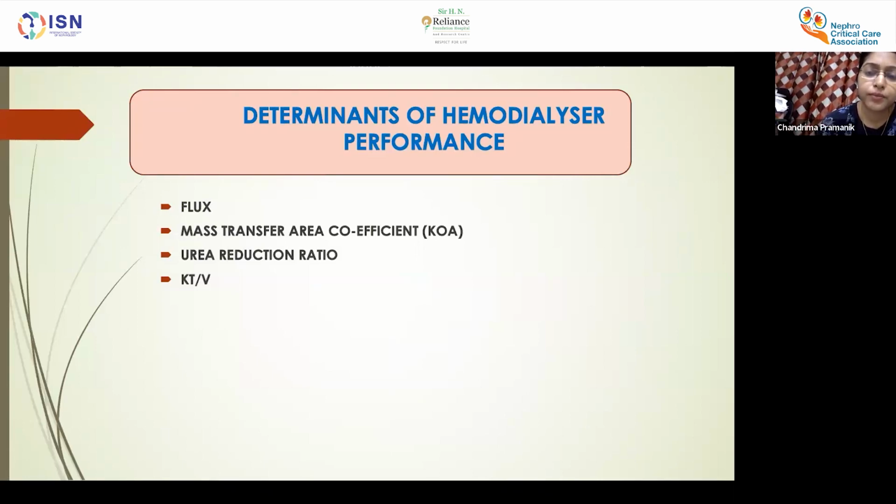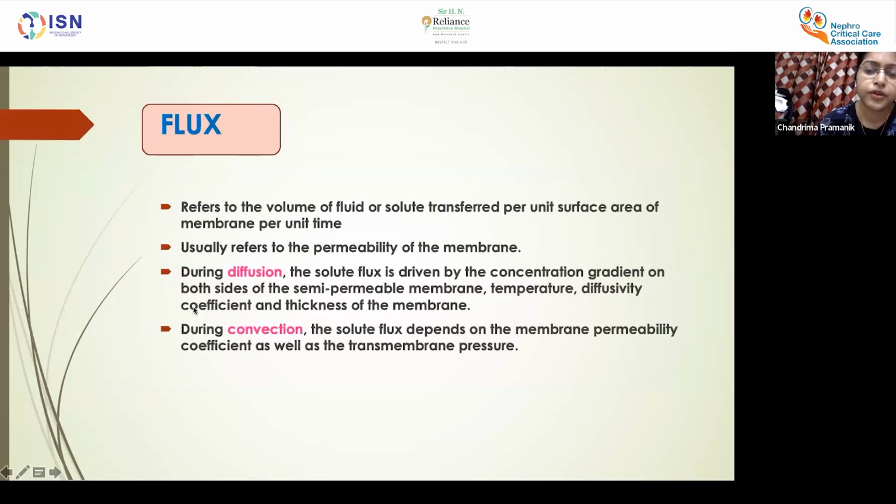Now, for the performance of dialysis, there are a few determinants which are important. One is the flux. Second is the mass transfer area coefficient. Third is the urea kinetic modeling, which comprises the urea reduction ratio and Kt/V. So flux is basically quite similar to the ultrafiltration coefficient. It refers to the permeability of the membrane. It refers to the volume of fluid or solute that gets transferred per unit surface area of membrane per unit time.